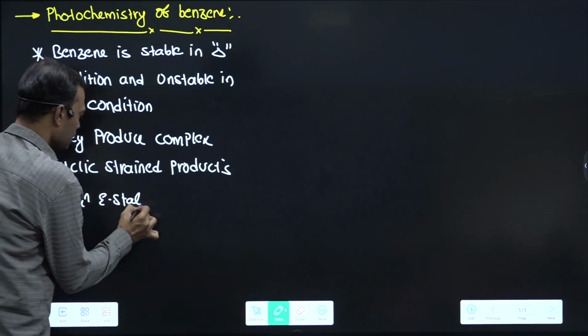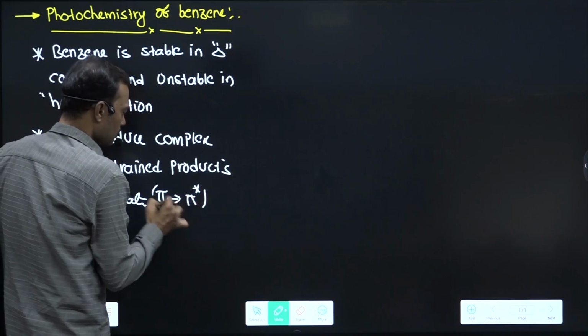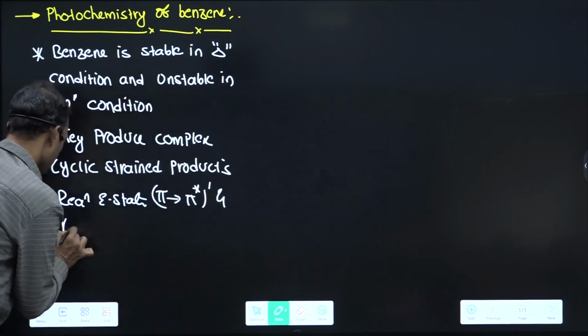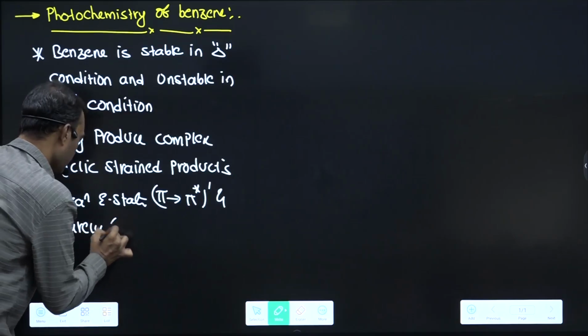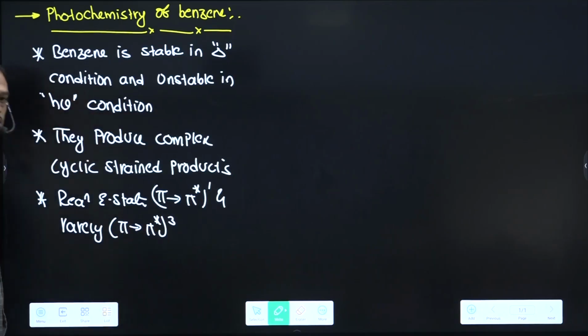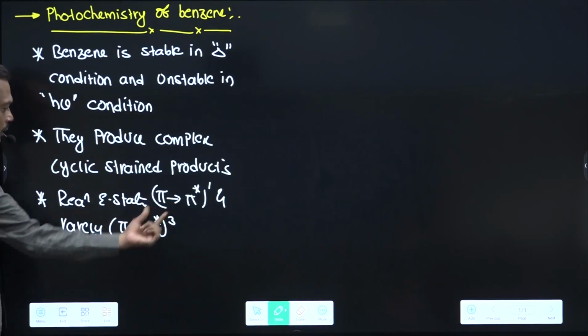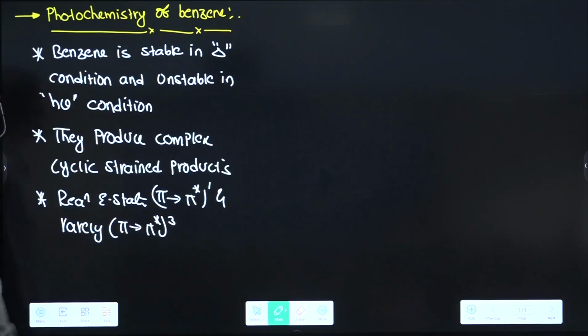Then what about the reactive excited state? The reactive excited state is pi to pi star singlet, and rarely pi to pi star triplet. So always consider singlet only. In very rare cases triplet will participate, and it is possible for triplet to give a chemical reaction, but triplet is very rare and singlet is most common.